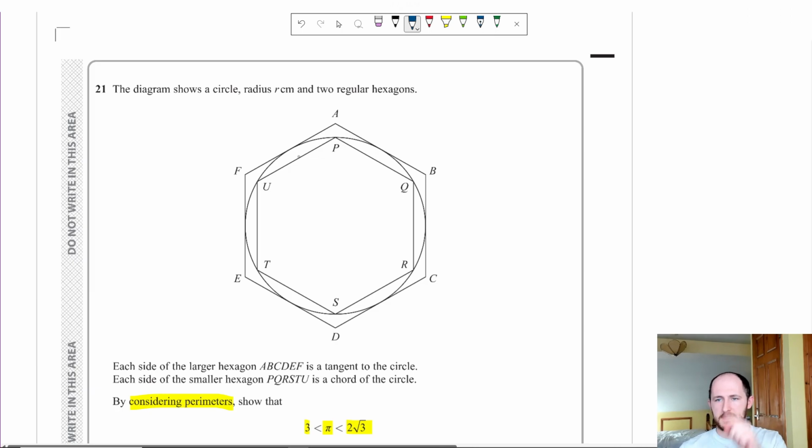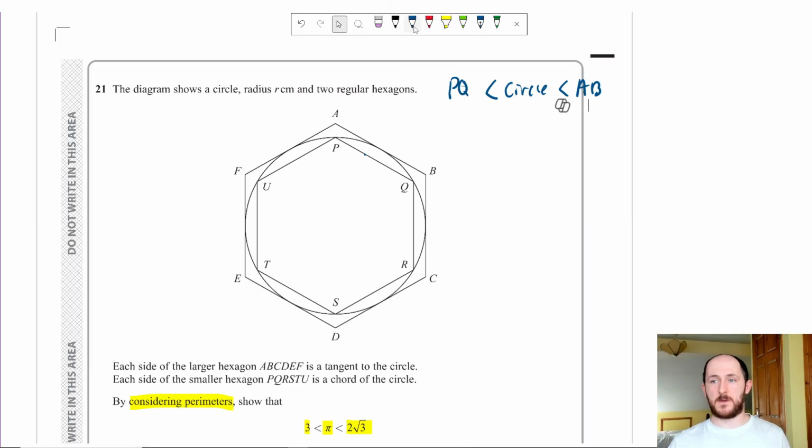What do I know about the perimeters of these three shapes? Well, the perimeter of the small hexagon, PQ and so on, is less than the perimeter of the circle, which is less than the perimeter of the AB hexagon. Because they're inside each other. So you've got the smallest, circle, hexagon. Now I know exactly what to do. We're going to find expressions for the perimeter of the small hexagon, the big hexagon, and the circle. And we know that the circle is bigger than the small hexagon, and the big hexagon is bigger than both of them. So, let's get started.